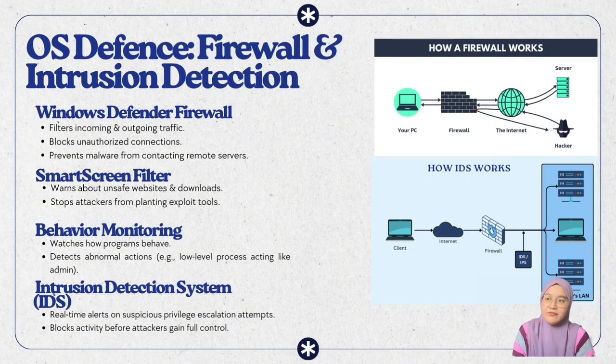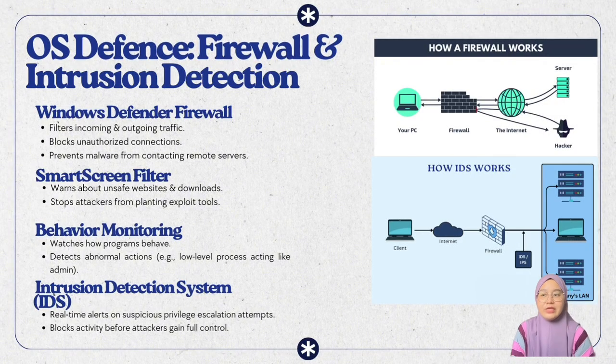Another important defense is the SmartScreen filter. This is not part of the firewall itself, but it works alongside it to protect the user from malicious websites and downloads. Privilege escalations often begin with social engineering, by tricking users into downloading harmful files.